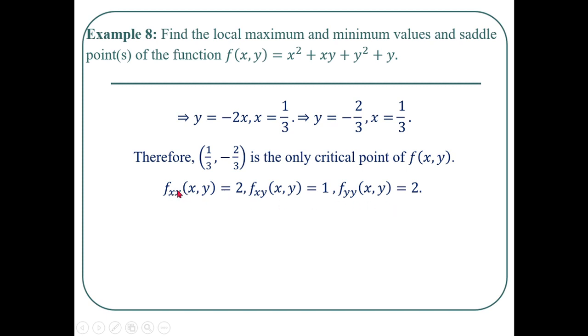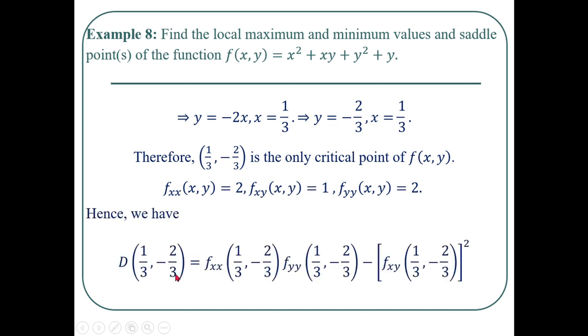So fxx at (1/3, -2/3) is equal to 2, fxy at (1/3, -2/3) is equal to 1, and fyy at (1/3, -2/3) is equal to 2. And hence we have the discriminant D at (1/3, -2/3) equal to fxx into fyy minus fxy square, which is 2 into 2 minus 1 square. It is equal to 4 minus 1 is equal to 3, which is greater than 0.